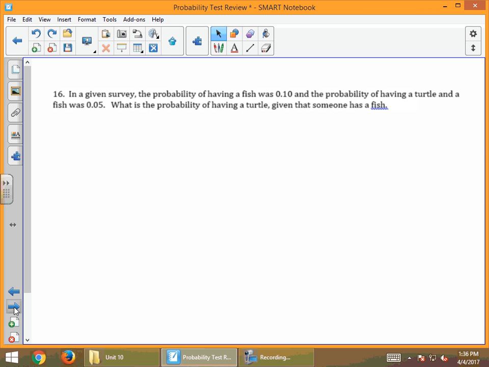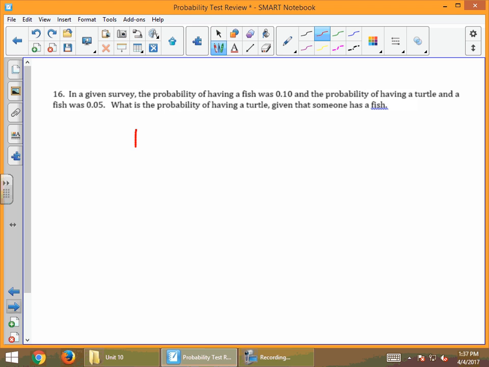So we have the survey, number 16. The probability of having a fish was 0.10. The probability of having a turtle and a fish was 0.05. What is the probability of having a turtle given that someone has a fish? Again, this is a statement where you read the last question first, might help you out. What is the probability of having a turtle given that someone has a fish? When you see given, what should you do? It's going to be what kind of statement? A conditional. Remember that vertical bar is conditional.